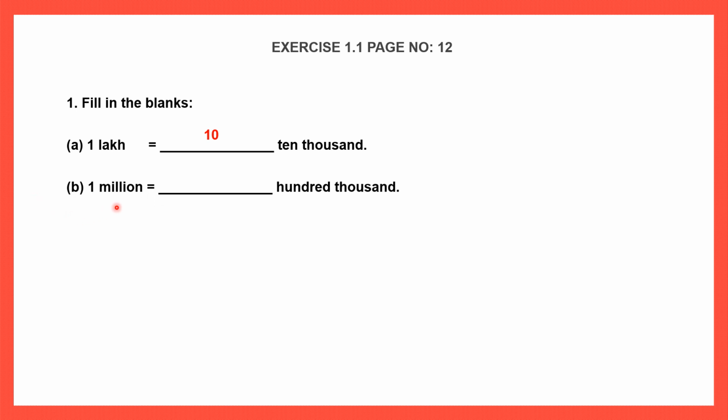Question B. 1 million equals how many 100,000? So when you see million and 100,000, you know that this is the international system. So how do we get 1 million? Let's start by writing the zeros first. Ones, tens, hundreds, thousand, 10,000, 100,000, 1 million. So this is how we are getting our 1 million. Now 1 million has how many zeros? 1 followed by 1, 2, 3, 4, 5, 6 zeros.